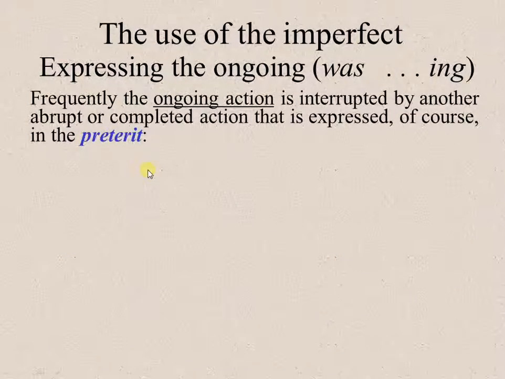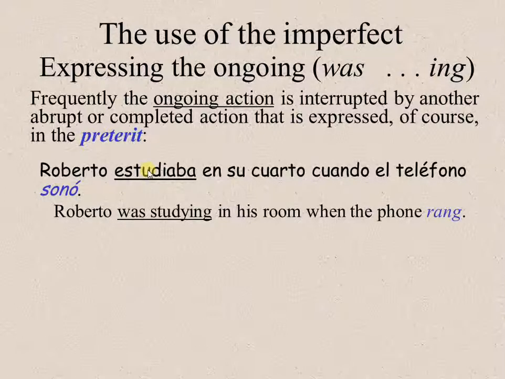Frequently, the ongoing action is interrupted by another abrupt or completed action that is expressed, of course, in the preterite. So in this situation, you're going to use one part of the sentence in the preterite and the longer action, the thing that was going on, in the imperfect. Let's see an example. Look at this. Roberto was studying in his room when the phone rang.